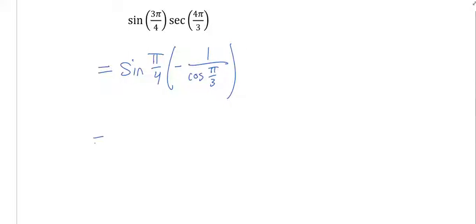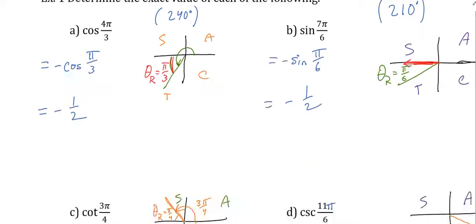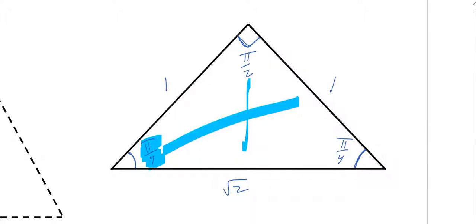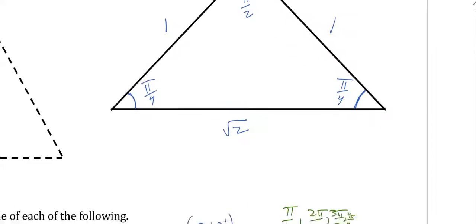Okay. What is the sine of pi by 4? If I'm not sure, I go up to my special triangle. Oh, that's in this one. So there's pi by 4. Sine is opposite over hypotenuse. So that looks like 1 over root 2 to me. Do you agree?